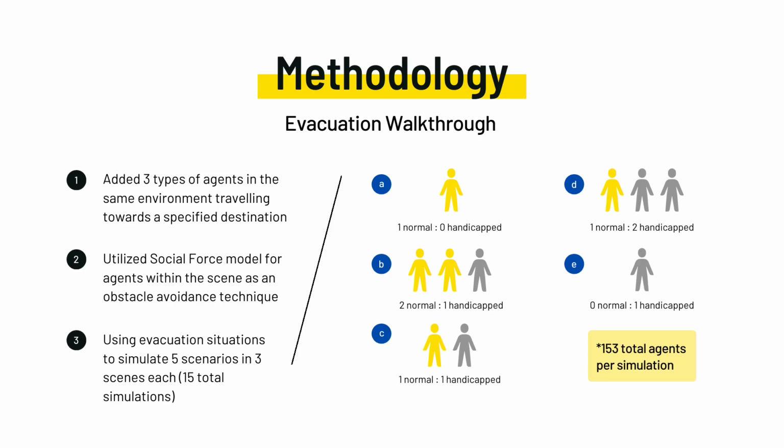The different ratios that we used for the 5 different scenarios are as follows: 1 normal to 0 handicapped, 2 normal to 1 handicapped, 1 normal to 1 handicapped, 1 normal to 2 handicapped, and then 0 normal to 1 handicapped. As we varied these different ratios, we wanted to compare the time that it took for all the agents to evacuate successfully. As a note, we wanted to model a more densely populated mall scene for more realistic results. So in each scene and simulation, we have a total of 153 agents.